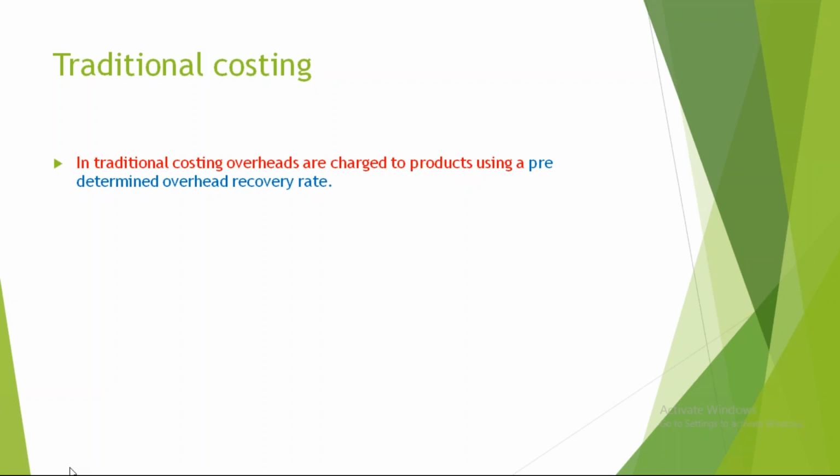per machine hour. So if a product has taken 10 machine hours, we will allocate $50. If another product has taken 25 machine hours, we will allocate $125 overheads. But you might find that actually it is not the machine hours that are driving the overhead.